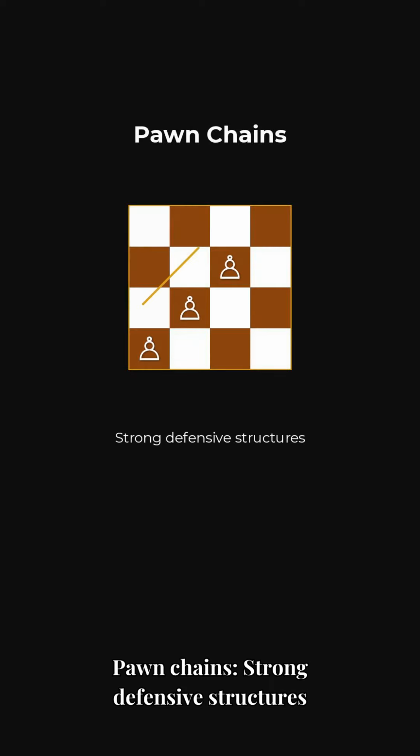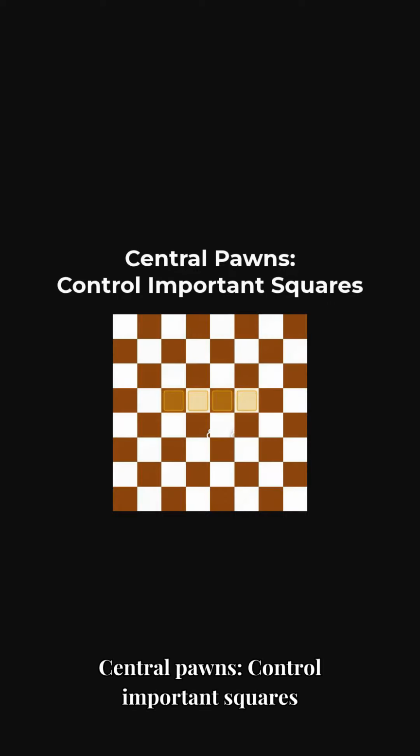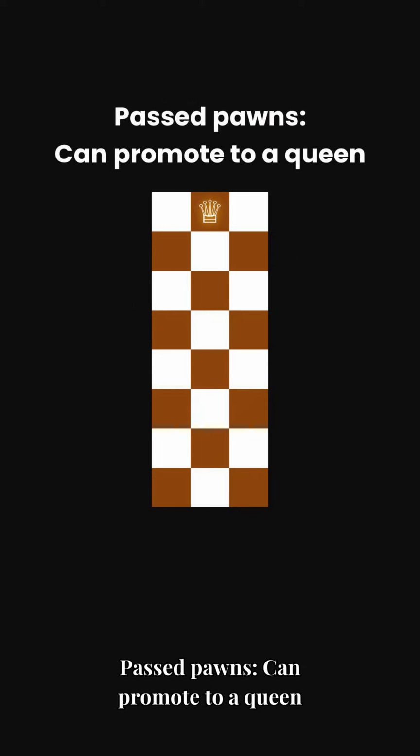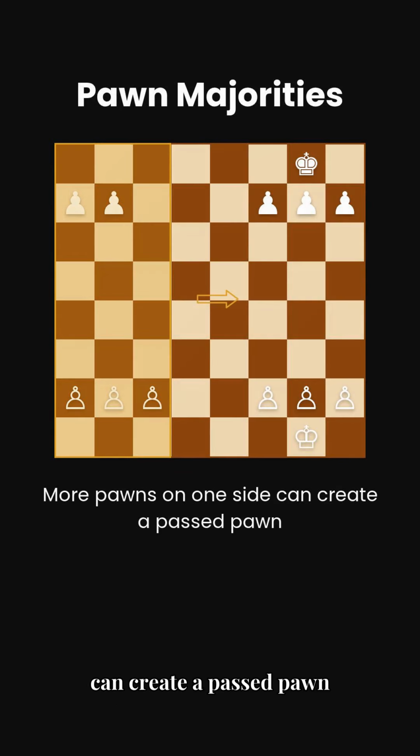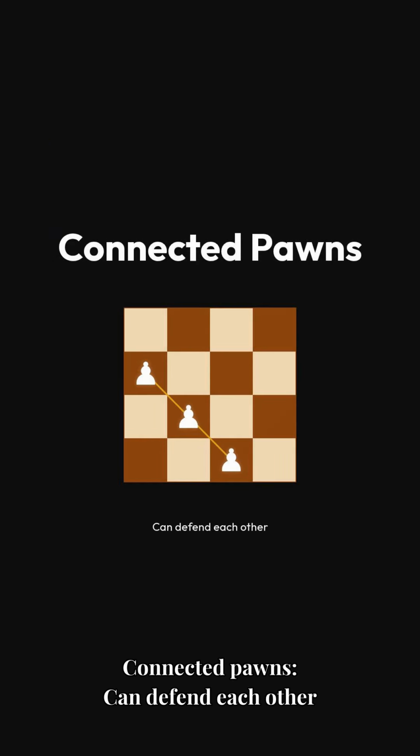Strengths to create. Pawn chains. Strong defensive structures. Central pawns control important squares. Passed pawns can promote to a queen. Pawn majorities, more pawns on one side can create a passed pawn. Connected pawns can defend each other.